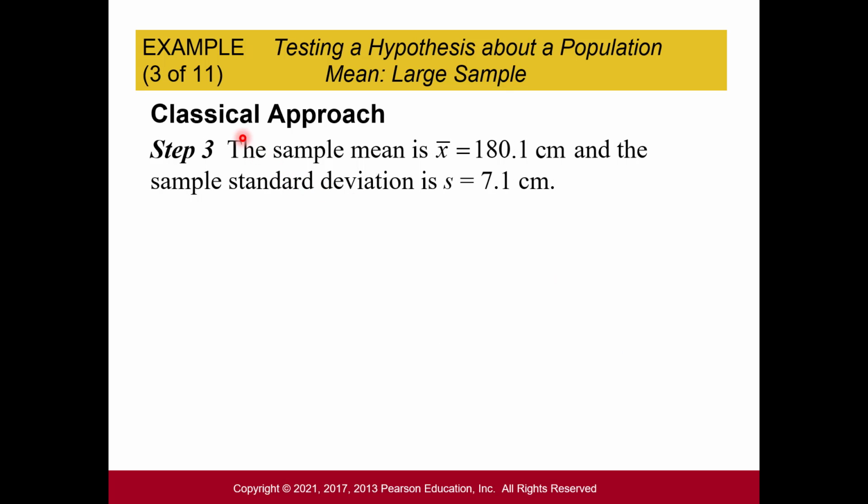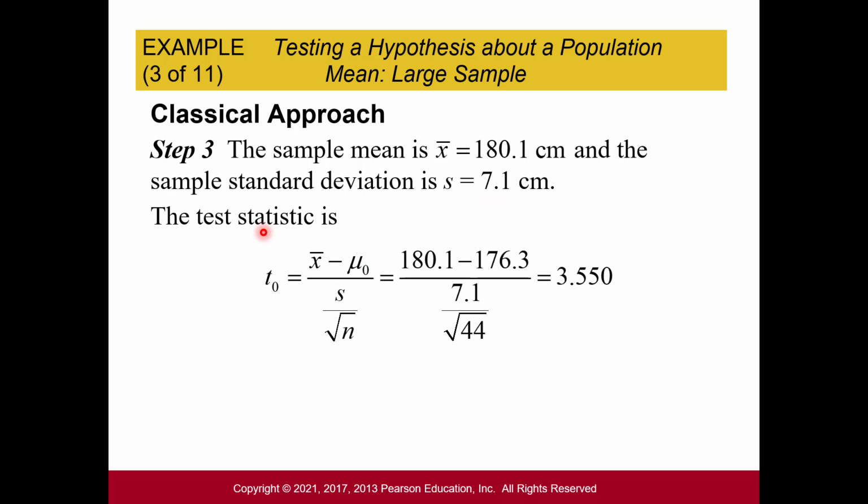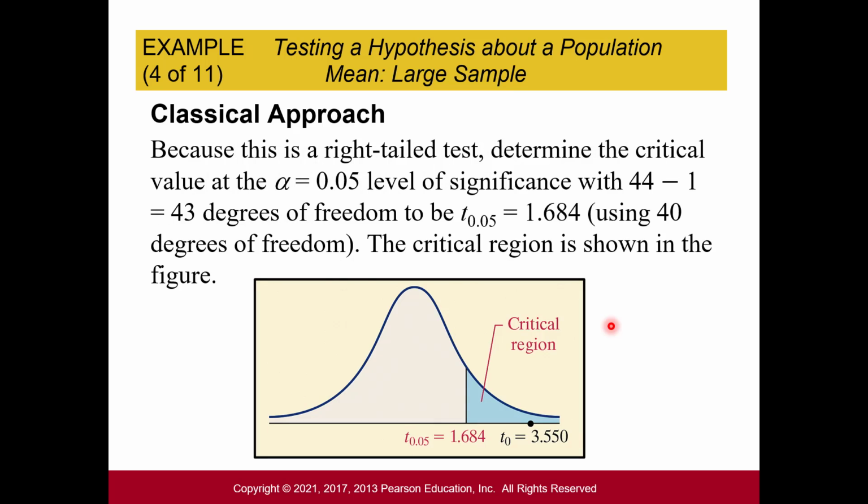So then step 3 with the classical approach. Okay, so we know our sample mean x bar is 180.1. Standard deviation s was from our sample, so it's 7.1. And so if we calculate our test statistic, t naught, we get 3.550. Okay, and so this is going to be a right-tailed test because of our alternative hypothesis. We're looking for mu greater than our null hypothesis value. And so what we want to do is, based on our critical value at alpha equals 0.05, we have to use our table, and then remember the degrees of freedom when we're using the t-distribution comes into play.